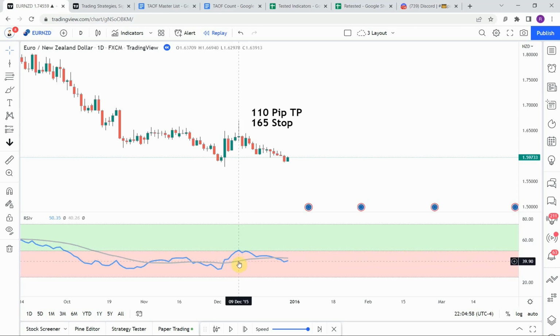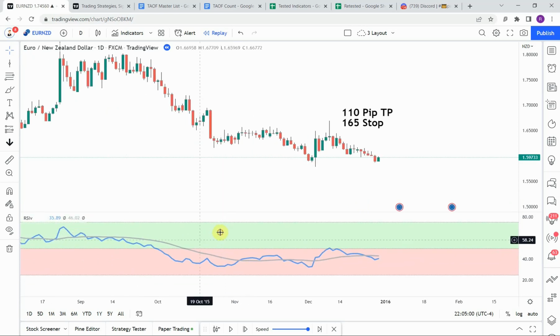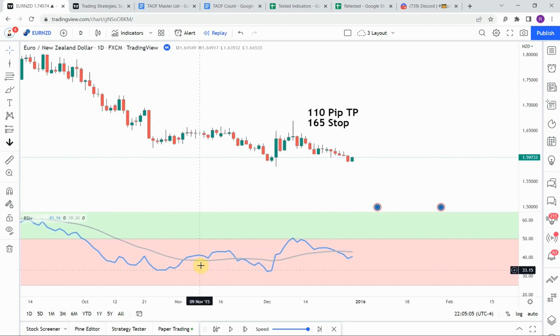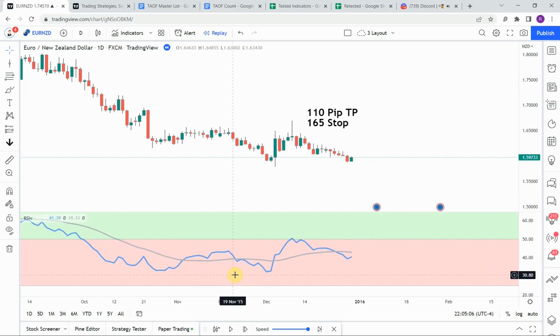And then the next thing that we are looking for, or the next criteria that can be met for a short signal, is when the blue line and gray line are below the zero line in the red area, and the blue line crosses down below the gray line like it does right here.